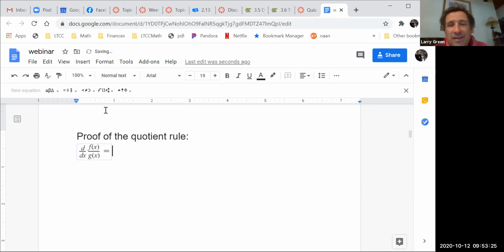And what I mentioned is we can do this as a proof without using the limit definition. And the way we do that is we can rewrite this as the derivative of f of x times g of x to the negative first power. Do you all agree that those are equivalent? That that's what negative first power means?